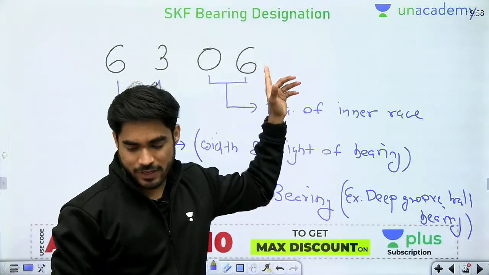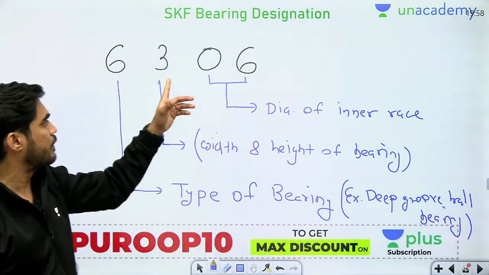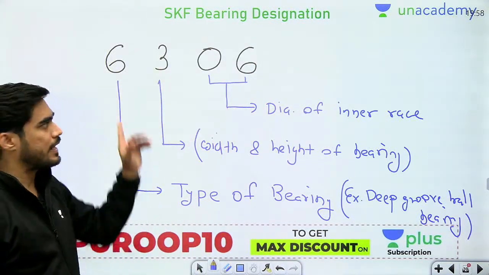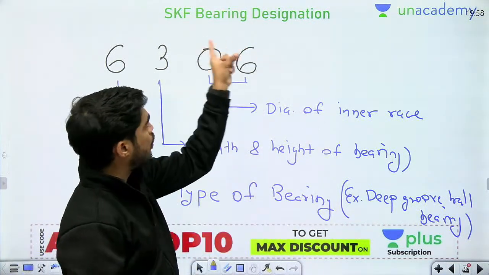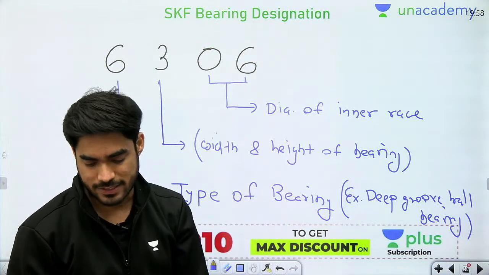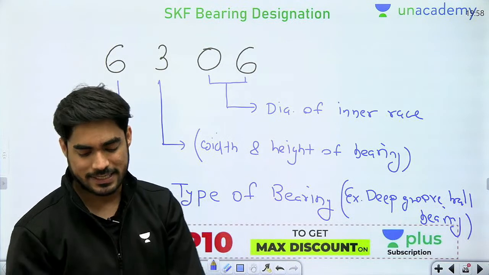The diameter of the inner race will be depicted by the last 2 digits, and the width and height will be from the second digit. And the first digit will tell you about the type of bearing. So this is how SKF bearing designation works. Is the SKF bearing designation clear to everyone? How does SKF bearing designation work?